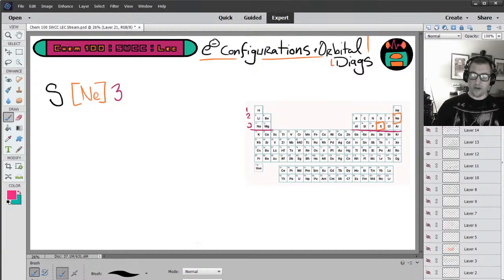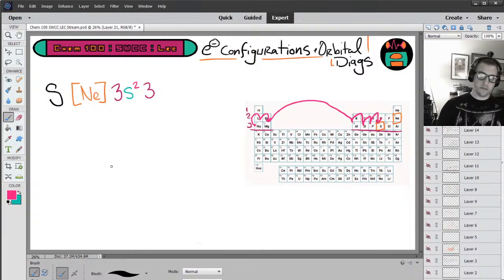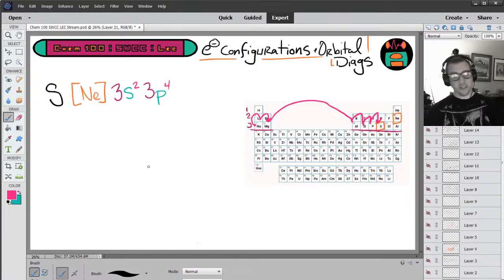Now we have to count our way over. We start on the very edge, and we go 1, 2 spaces. We've counted our way through the S block. So this will be 3s2. We need to jump over into the P block, still third period, right? So now we go 1, 2, 3, 4 spaces into the P block. So this will be 3p4. That is the electron configuration for sulfur.